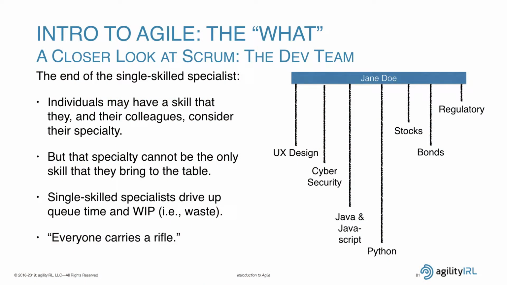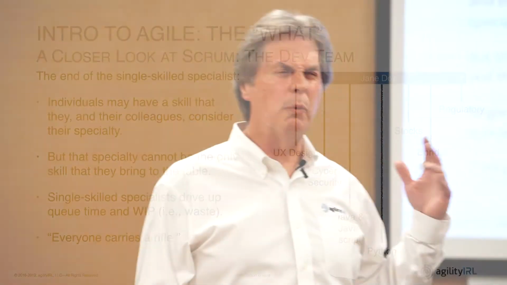So Jane here, for example, her specialty might be Python programming. But you know what? She's going to have to learn Java, JavaScript. She will. Cybersecurity might be another, not her specialty, but certainly a skill. And you know, you work in the finance industry, so you should learn something about the environment. So maybe something about stocks and bonds and regulations, things like that. So everybody, no one can be just a single line.